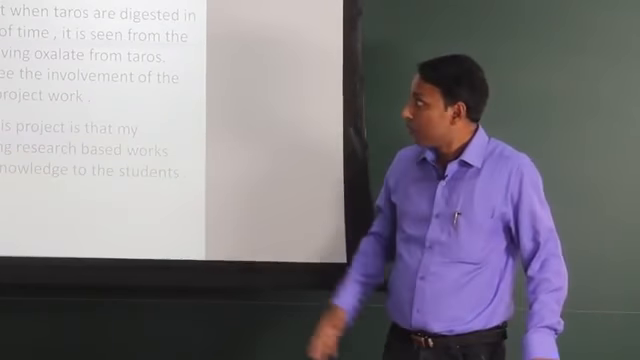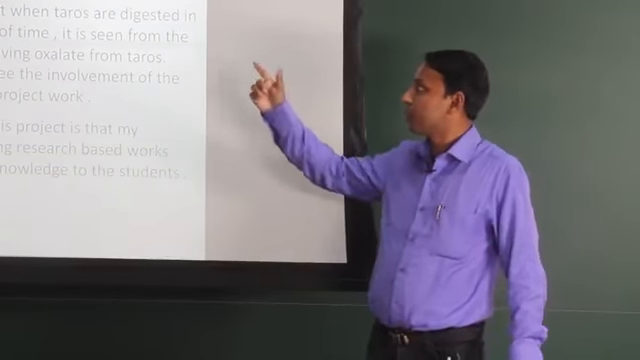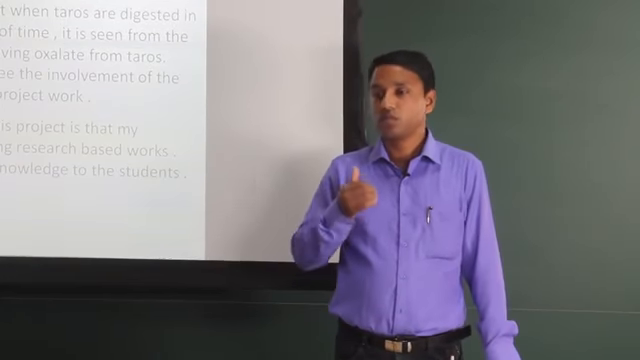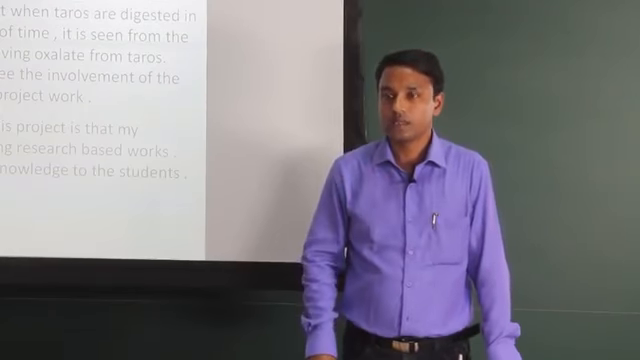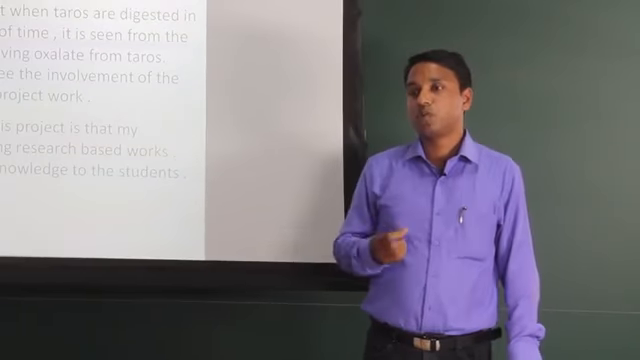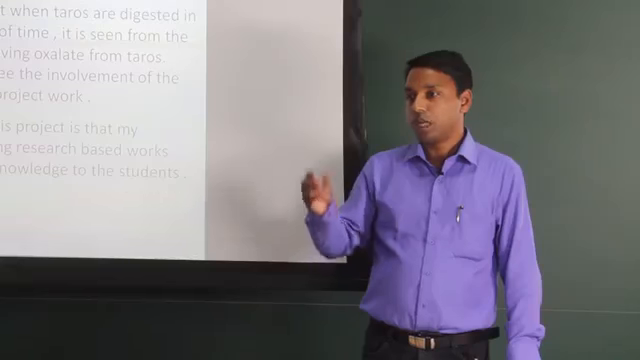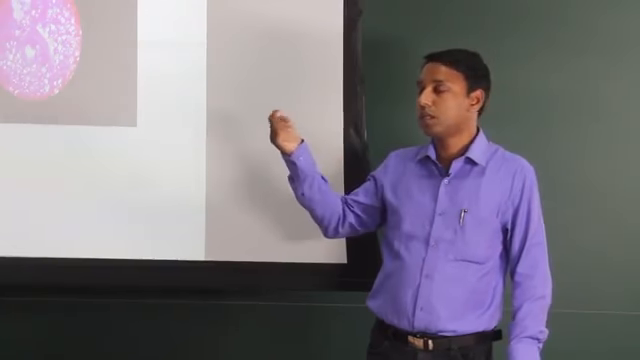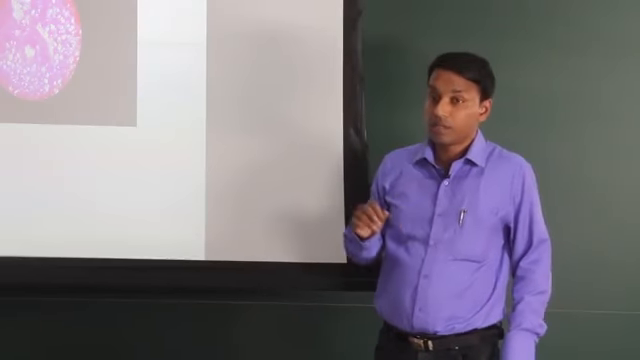So from these experiments we can say that Dus Kosu contains the least amount of oxalate ion concentration, and Bohr Kosu contains the maximum amount of oxalate ion concentration, from which we can say that Bohr Kosu itches more while Dus Kosu itches less. By knowing these results, I can tell common people that this can be done by treating the Colocasia with some organic material like lemon juice or some inorganic solution like lime. So the Colocasia oxalate ion can be reduced.